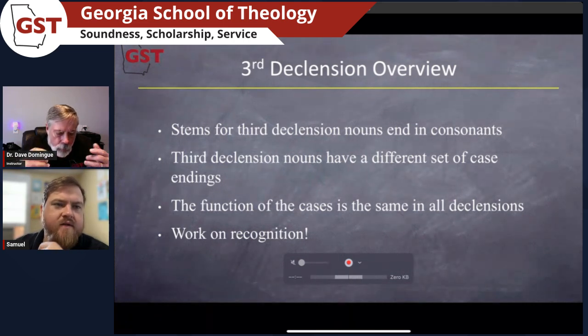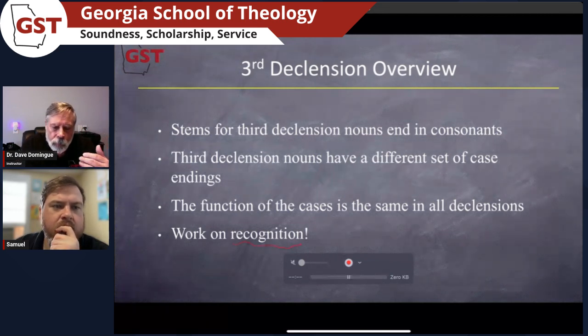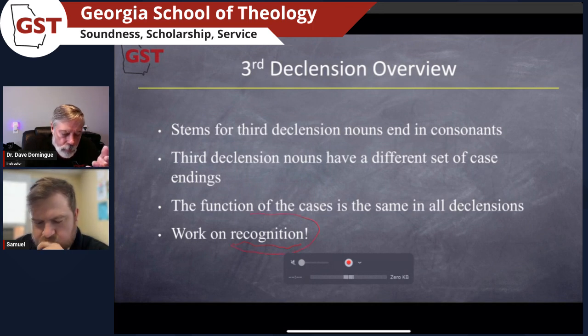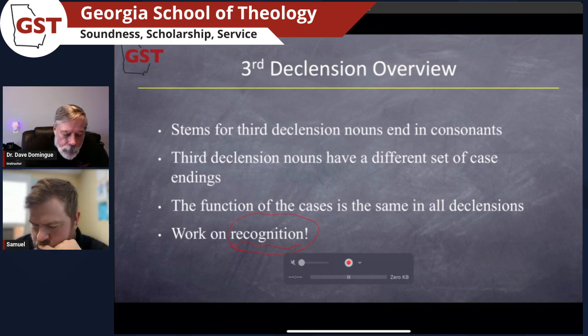What we're focusing on is recognition. A nominative is still going to be the subject, the accusative is still the direct object, but it's now about how we recognize when it's in a third declension pattern. How do we recognize a nominative versus an accusative versus a dative versus a genitive?